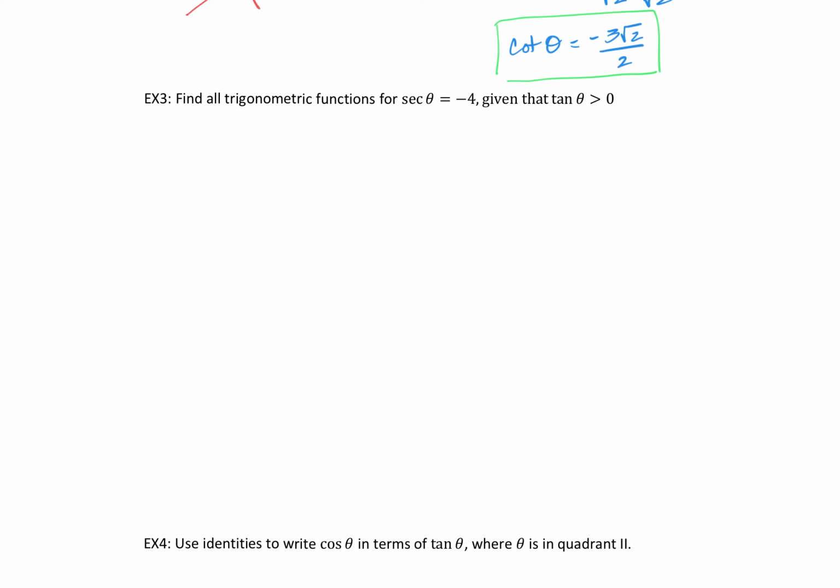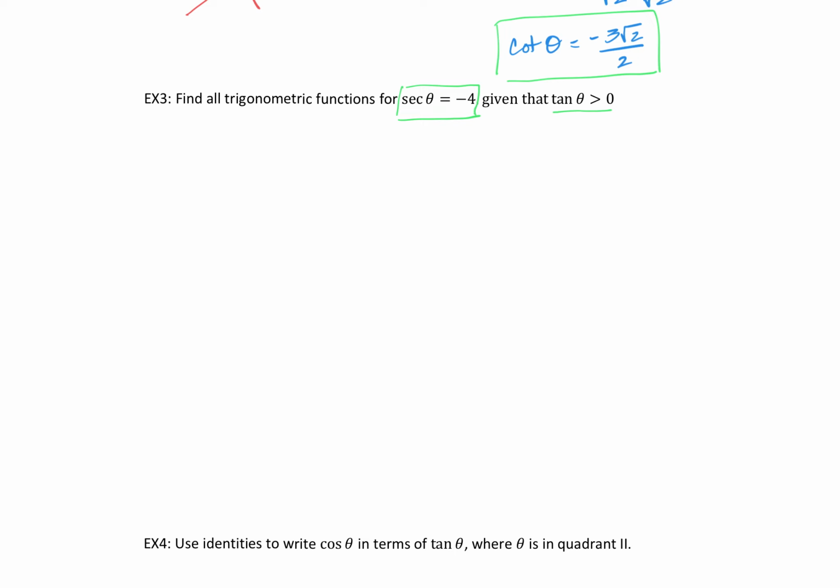In example 6, we want to find all 6 trig functions. I don't have to find secant because I'm given that secant of theta is equal to -4. Okay, so that is a good value because remember, secant is a reciprocal of cosine. It cannot take on values between -1 and 1, but smaller than -1, like -4, yes, it can work, and then greater than 1. So this is a good value. I also know that tangent of theta is greater than 0, so tangent is positive. And what's going to help me when I find all of the trig functions is to know that secant is negative, tangent is positive.